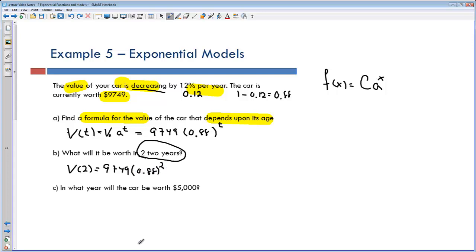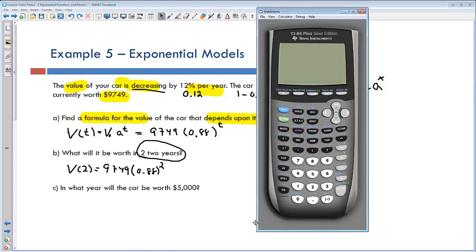And you'll need a calculator for this, so take out your calculator. Let's turn mine on here. And let's get out of here, so second quit. And we'll need to solve this problem. So it's just basically a plug and chug, right? So it's 9,749 times, and then it's 0.88 squared. So 0.88. And if you want, you can raise it to 2 or just square it. I'll raise it to the 2. And you hit enter, and we get this number.